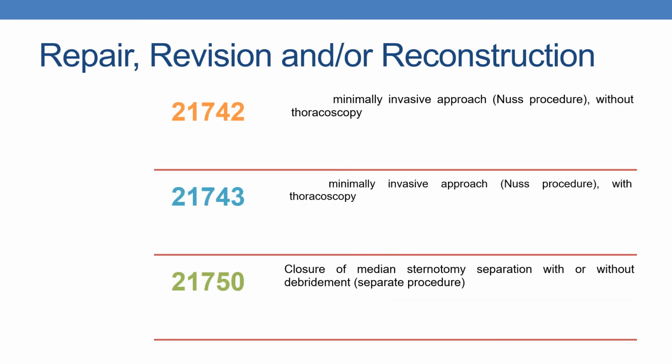The next CPT is 21742. It deals with reconstructive repair of pectus excavatum or carinatum, minimally invasive approach, for example NUSS procedure, without thoracoscopy. The next is 21743. This also deals with reconstructive repair of pectus excavatum or carinatum, minimally invasive approach with thoracoscopy.